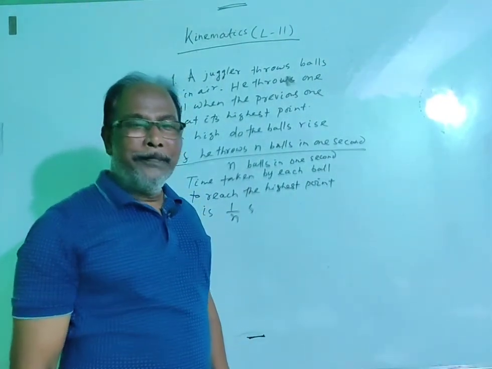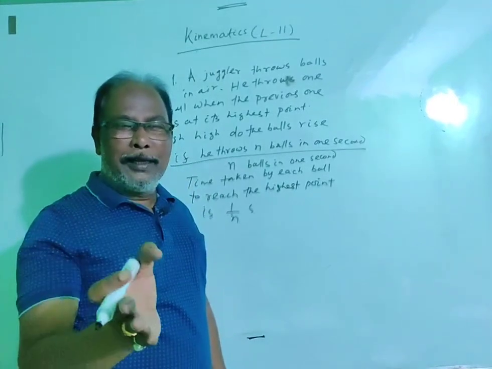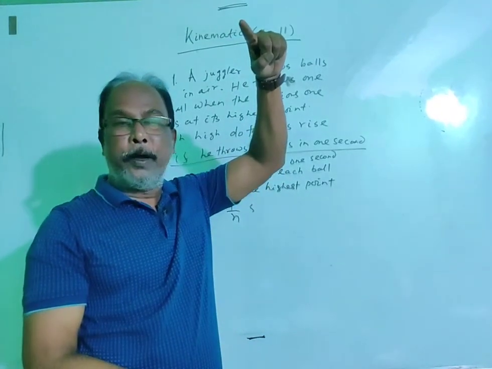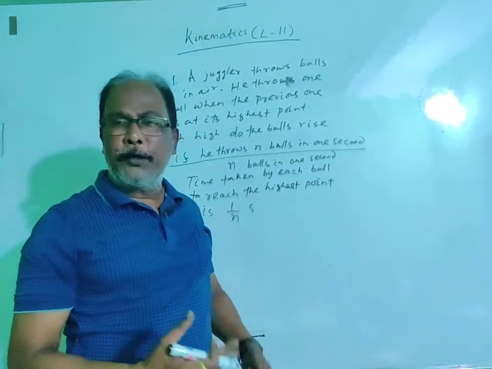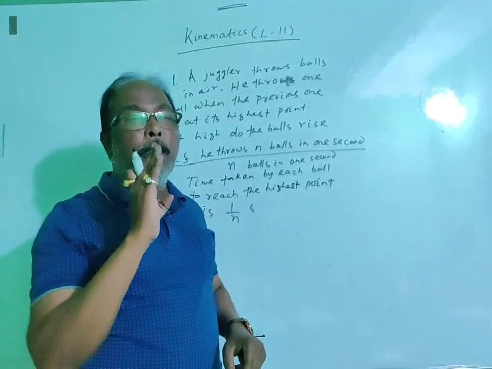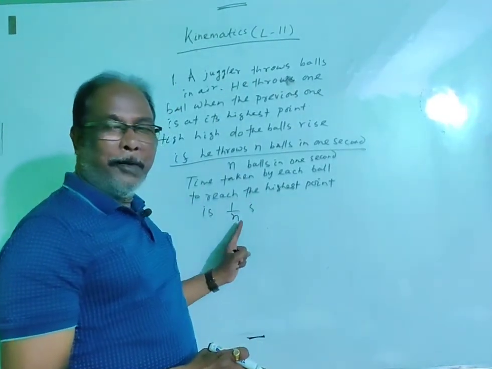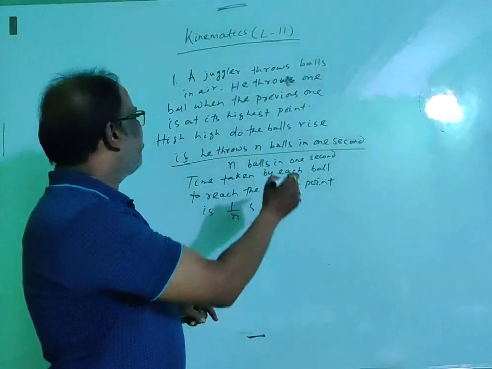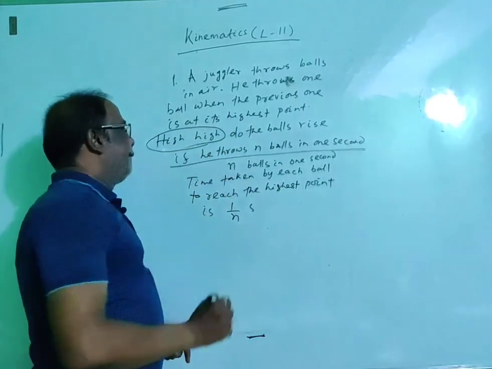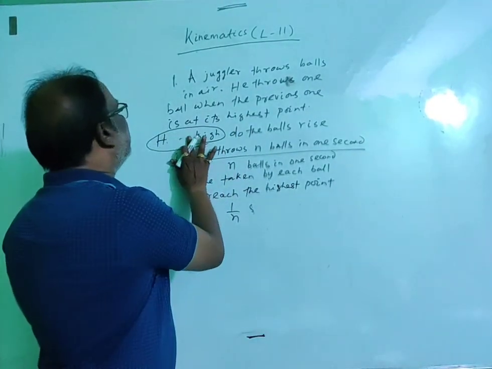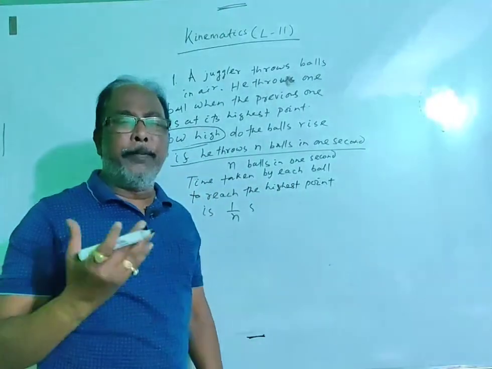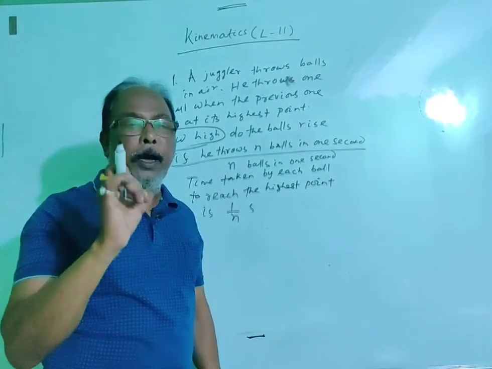Is it clear to you? Yes, sir. He throws n balls in 1 second, and when the first ball reaches the highest point, he throws the second ball, and so on. If he throws n balls in 1 second, then each ball takes 1 by n second to reach the highest point. Then your question is, how high do the balls rise? It means we have to find the maximum height reached by each ball.